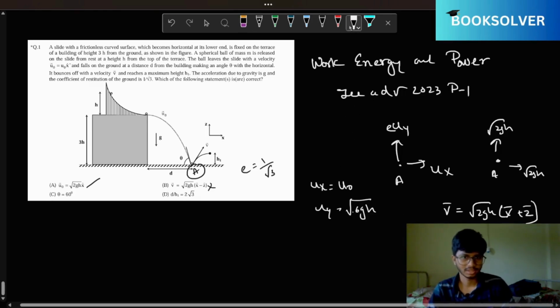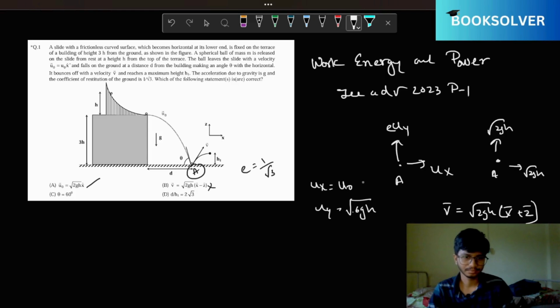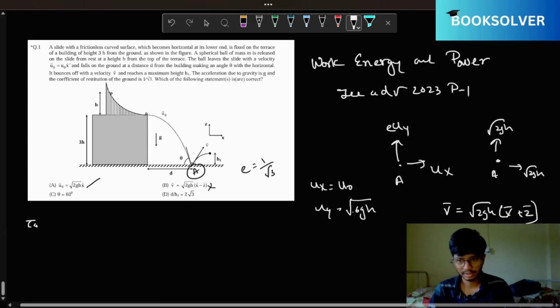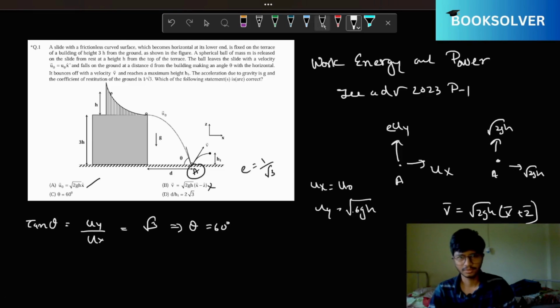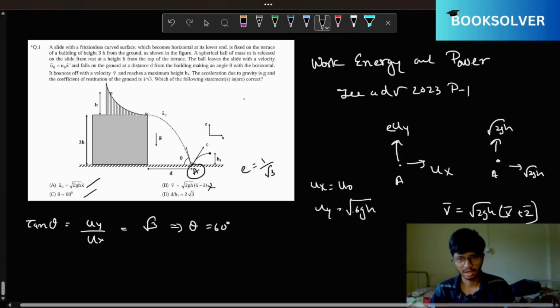So that's the mistake. And for theta, tan theta is equal to uy by ux, and that is basically root 3, which implies that theta is equal to 60 degrees. So option C is correct, and then option D.